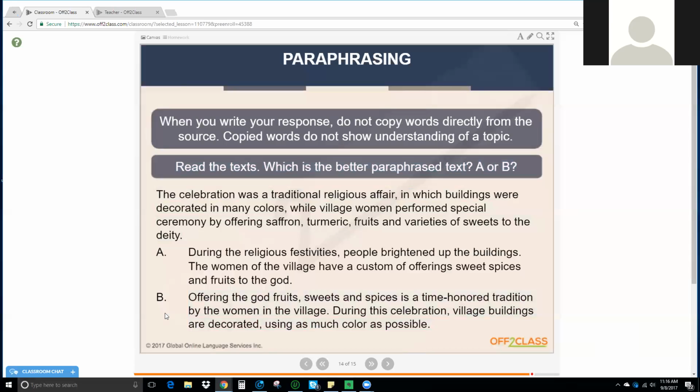Okay, so looking back at our original paragraph. I think they both touch on it, but it really is a matter of your opinion which is better. But they're two examples of ways to paraphrase this passage.